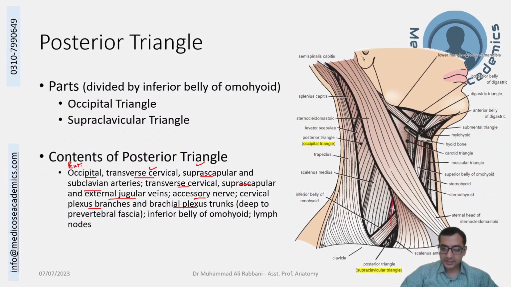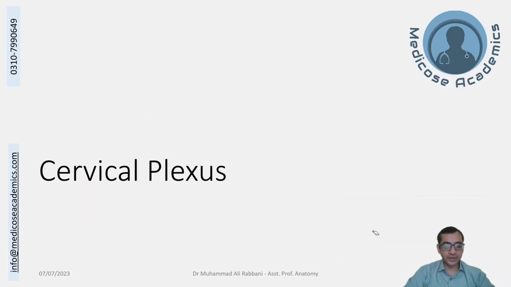Here is the boundary of scalenus anterior, here is the scalenus medius. So you will see brachial plexus exiting from here and going behind into the axillary region. So this is about that posterior triangle.